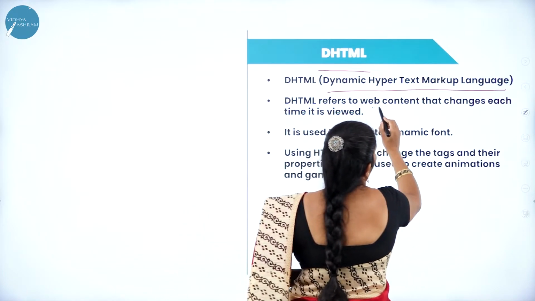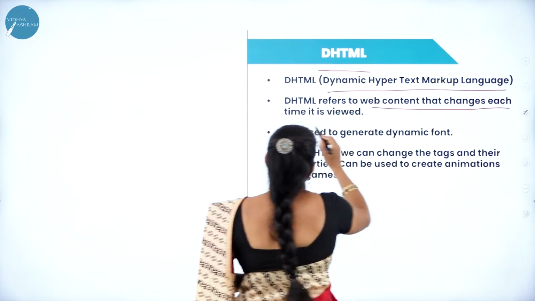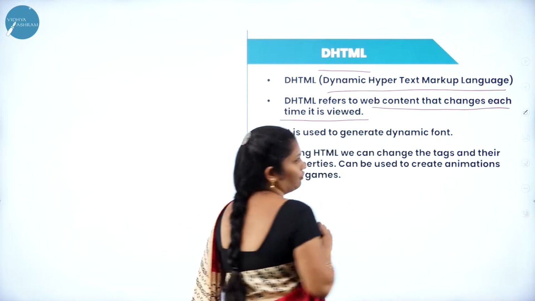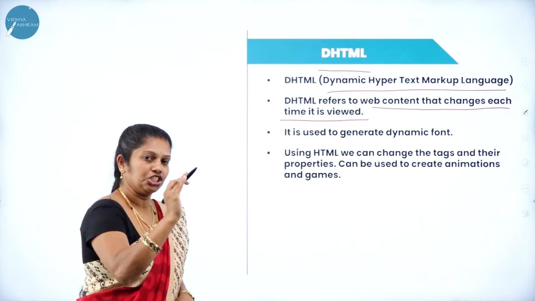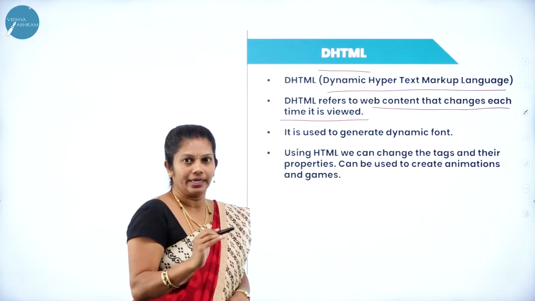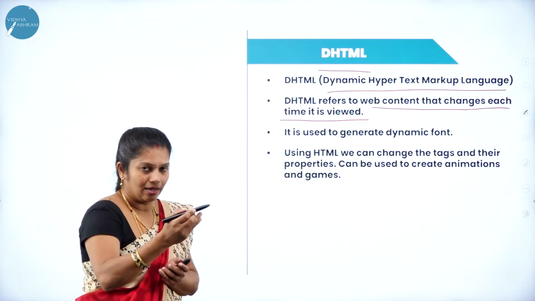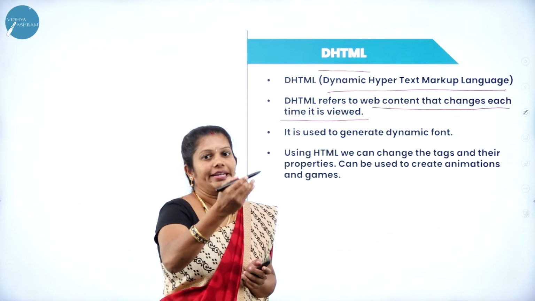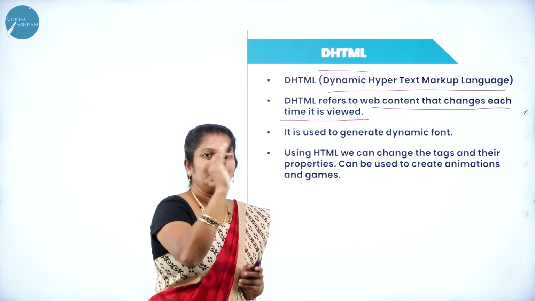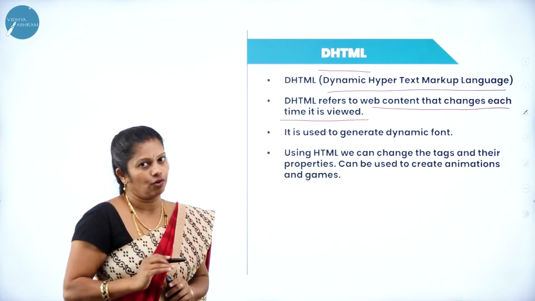DHTML refers to web content that changes each time it is viewed. For example, in HTML, if I want to give bold style or a specific color, for example red or green, I have to mention which color I want by using the font tag.